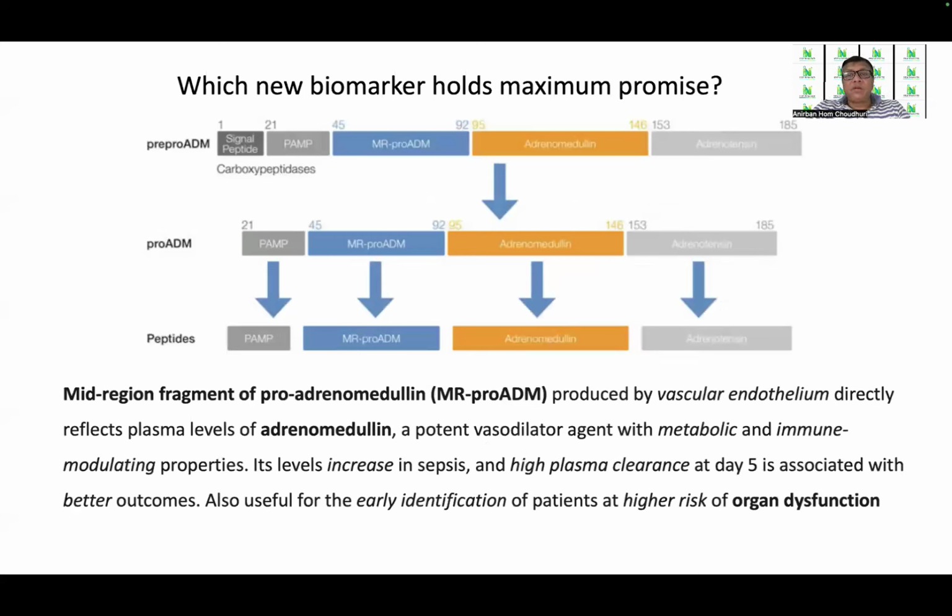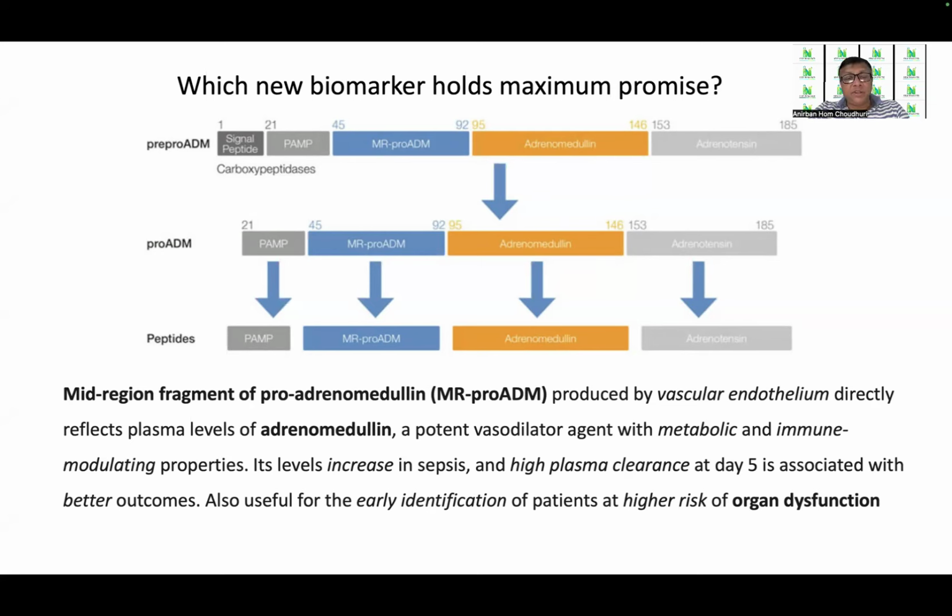Now, which biomarker holds the maximum promise? We already have a few biomarkers which we have been using for sufficient time now. But among the newer ones, the mid-region fragment of proadrenomedullin, which is produced by vascular endothelium, directly reflects the plasma levels of adrenomedullin, which is a potent vasodilator agent with metabolic and immune modulating properties. Its levels increase in sepsis, and if there is high plasma clearance at day 5, it is associated with better outcomes.